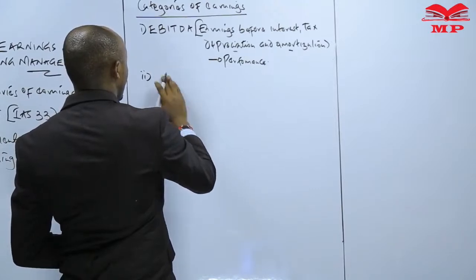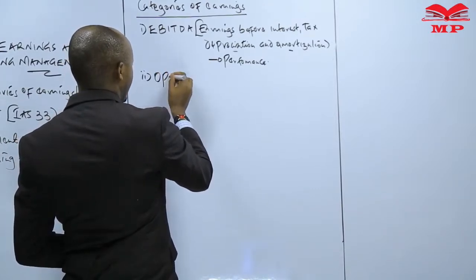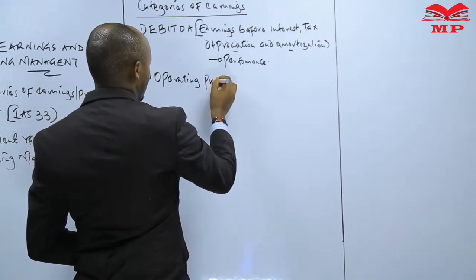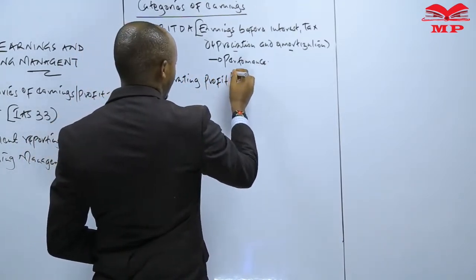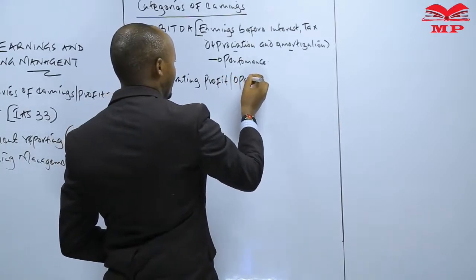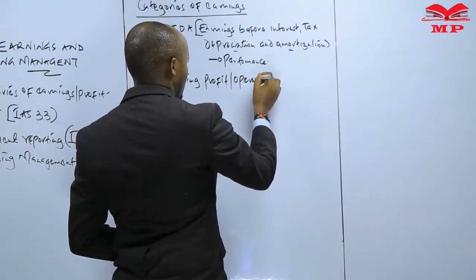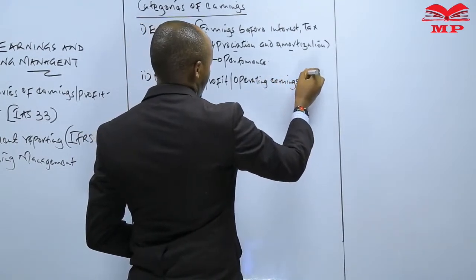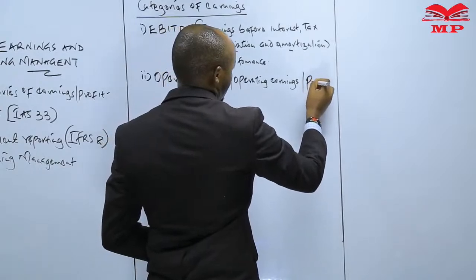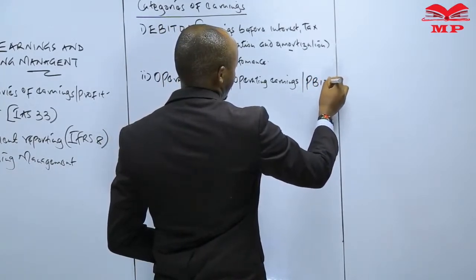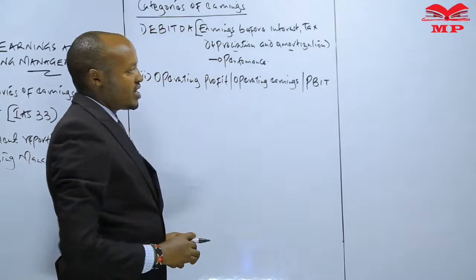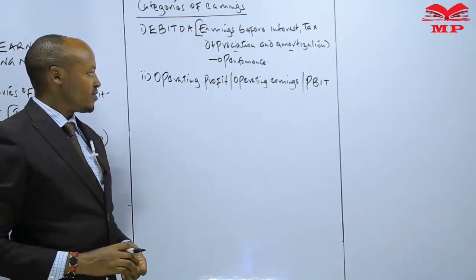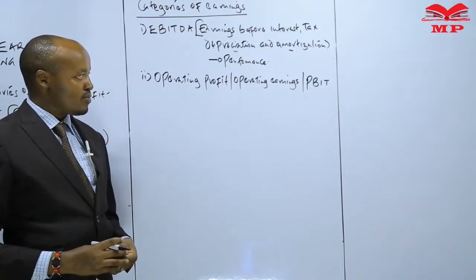Now, the other category of earnings or profit is what we refer to as operating profit, or what in other terms we refer to as operating earnings. This operating profit is what in other terms we refer to as the profit before interest and tax.